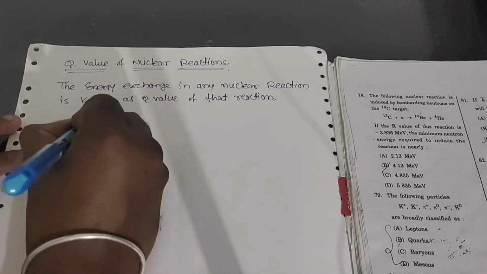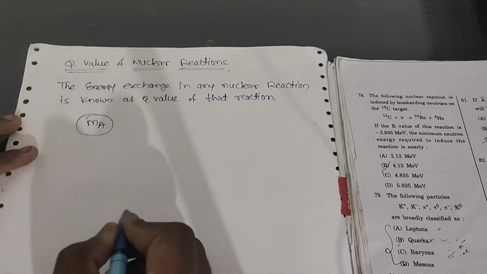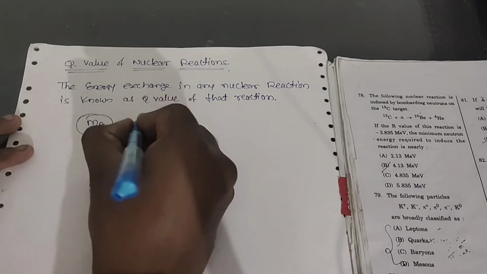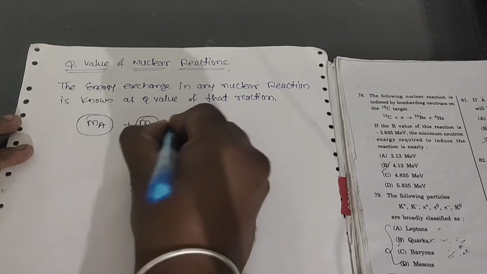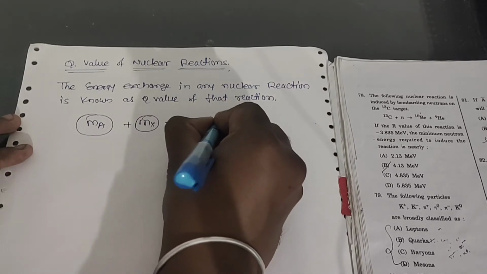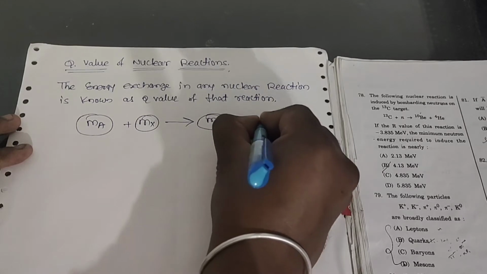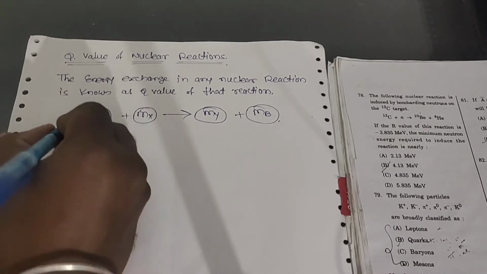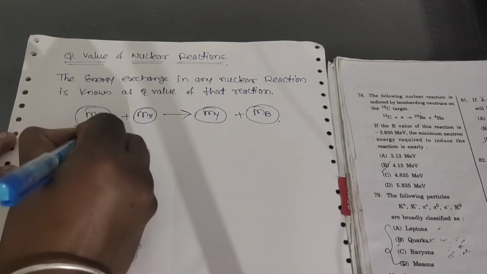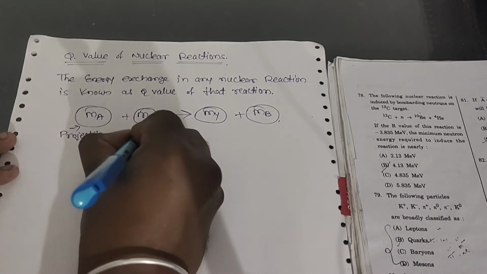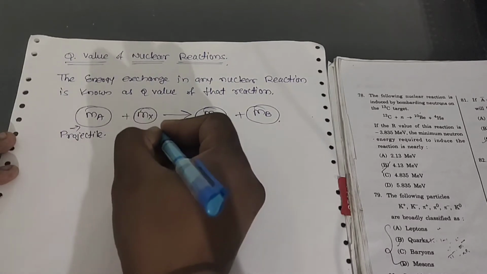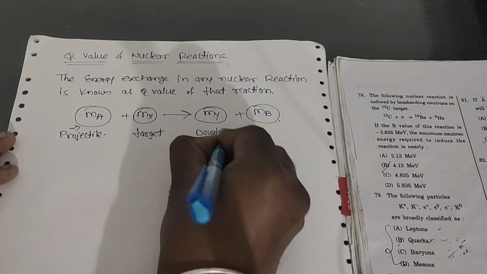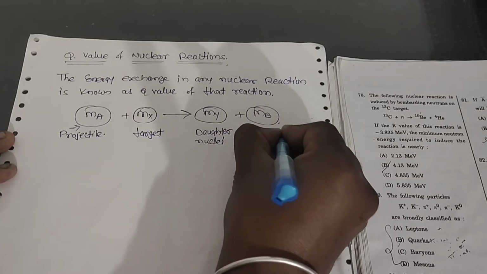So suppose this is Ma, plus mass of any particle, and this one is mass of another particle. It tends to, suppose, this is any reaction. This is the projectile, this is the target. We can call it the daughter nuclei, and the last one is the ejected particle.